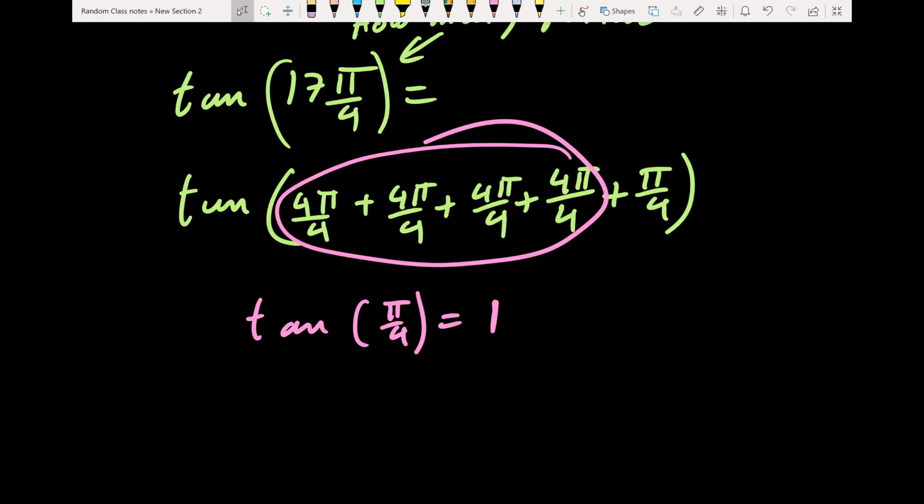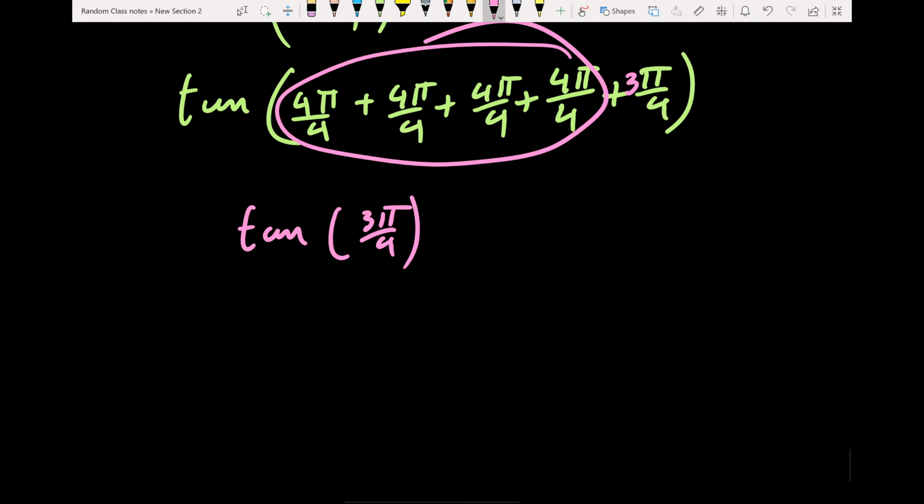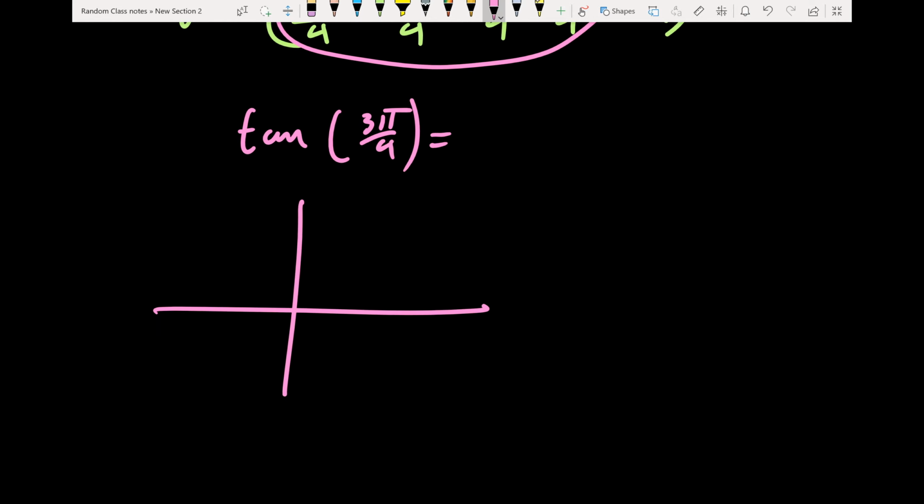Now, let me make the problem a little bit more interesting. Instead of making it 17, what if I would have made it 19 pi over 4? What would you have had over here? Right, guys? 3 pi over 4. Now, for that, we've got to use the reference angle and all that. We're able to get rid of all the other 16 pi over 4. So where's 3 pi over 4? What quadrant is 3 pi over 4 in, guys?